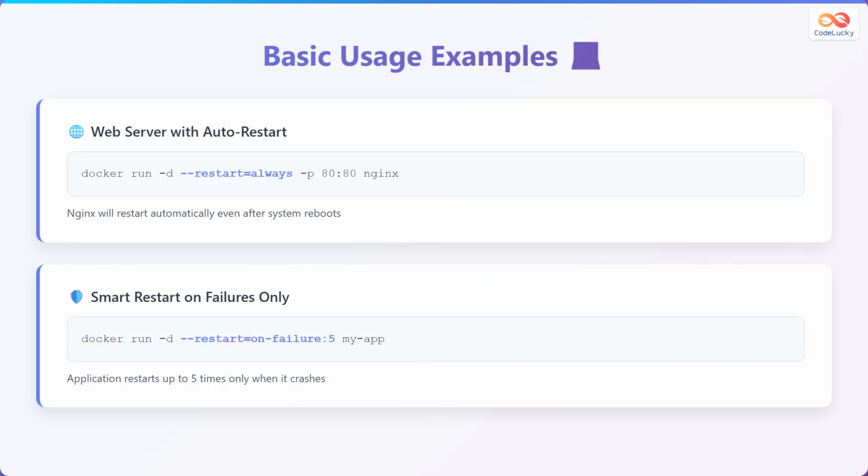Let's look at some basic usage examples of restart policies. For a web server with auto restart, you can use the command docker run detach restart equals always p 80:80 nginx. This ensures that nginx will restart automatically, even after system reboots. For smart restart on failures only, you can use the command docker run detach restart equals on failure 5 myapp. This ensures that the application restarts up to 5 times only when it crashes.